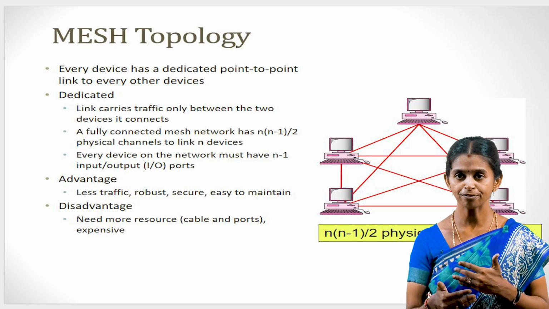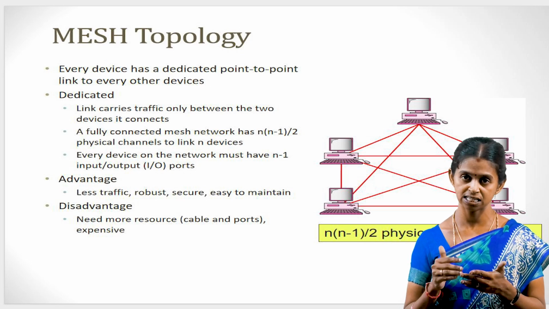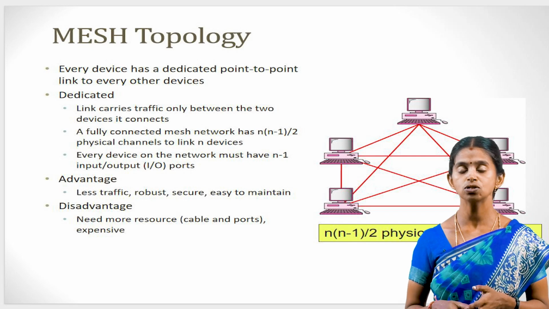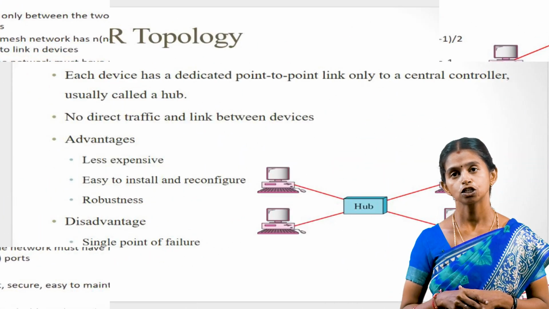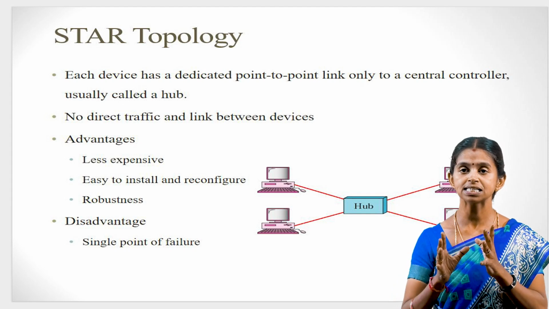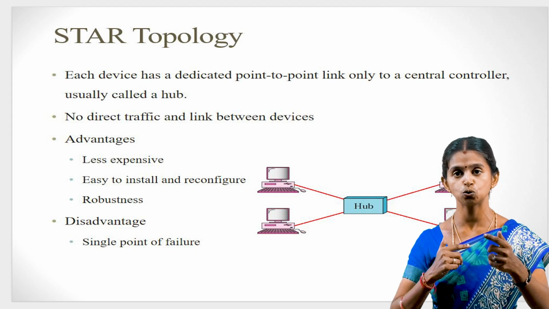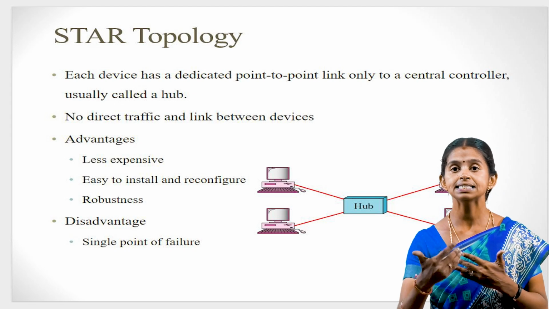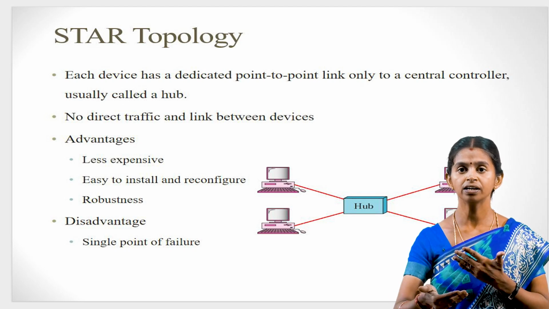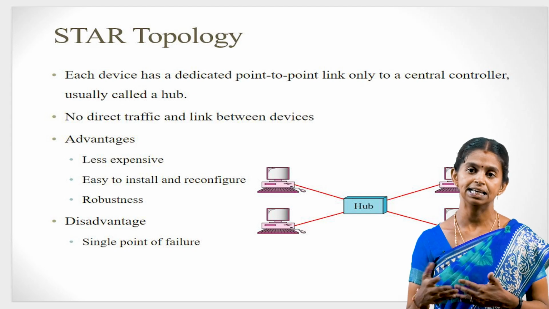Advantages: less traffic, robust, secure, easy to maintain. It also has disadvantages, that is it needs more resources, cables and ports, which is expensive. Star topology. Each device has a dedicated point-to-point link only to a central controller, usually called a hub. There is no direct traffic link between two devices. The advantages are less expensive, easy to install and reconfigure, and robustness. The disadvantage is a single point of failure.